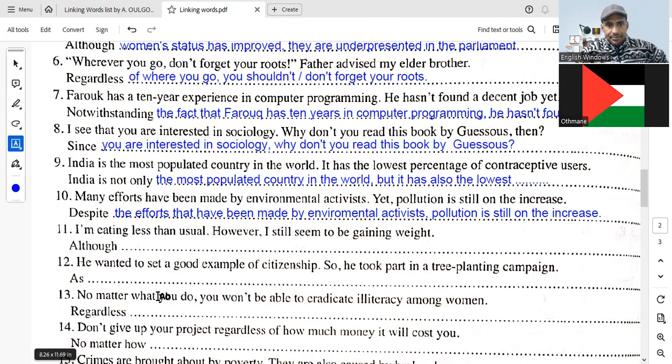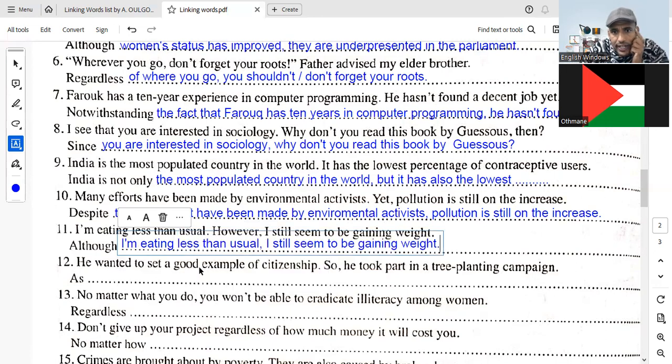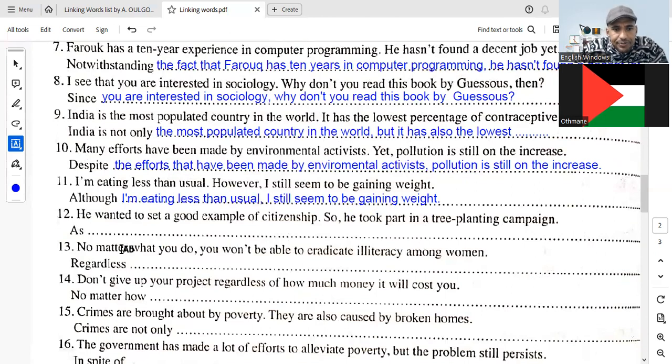It's very easy. I'm eating less than usual. Although I'm eating less than usual, I still seem to be gaining weight. Very good, yes.